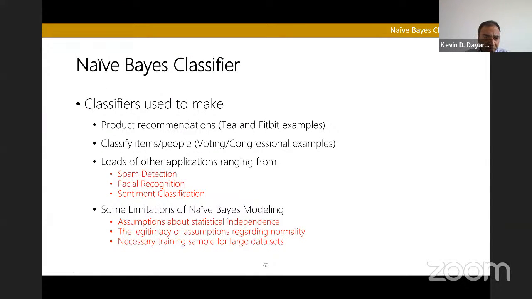From spam detection to facial recognition to sentiment classification. And there are some limitations about naive Bayes modeling. There are questions about the assumptions of statistical independence and the legitimacy of that. You may not have the luxury of being able to assume statistical independence. There is also the legitimacy of assumptions regarding normality and the necessary training sample for large data sets. If you are dealing with big data sets, it might take a very, very long time to train your model. And then you have to think about things like parallel computing and efficiencies and so forth.